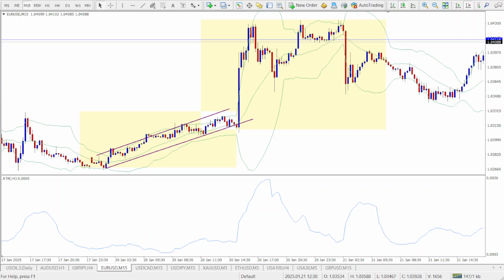And finally, we are going to be using the Keltner Channels. Okay, so I'm going to add the Keltner Channels to the chart.